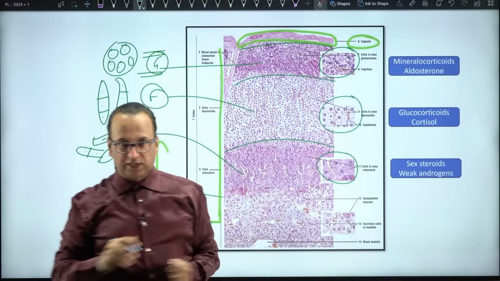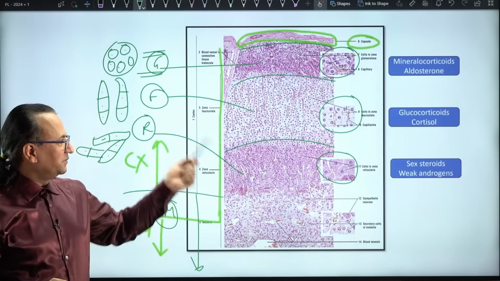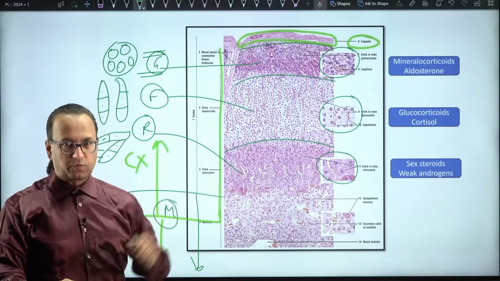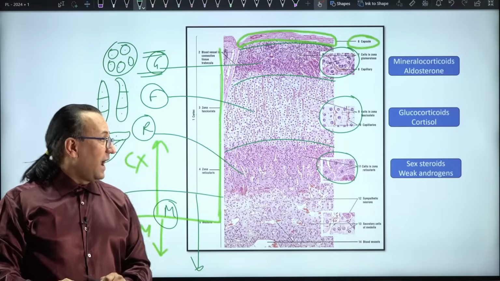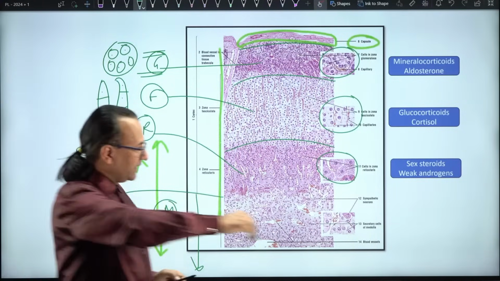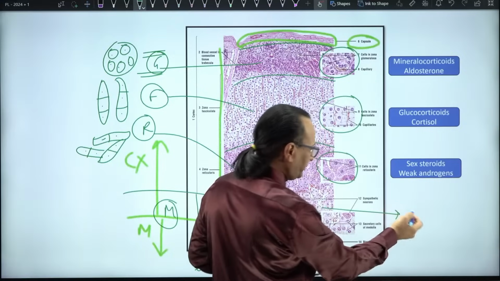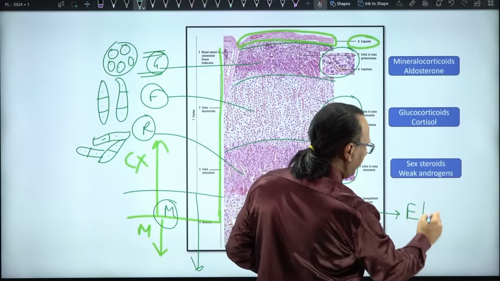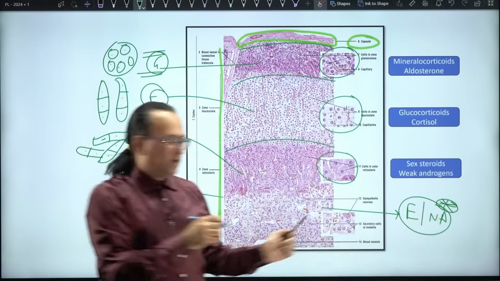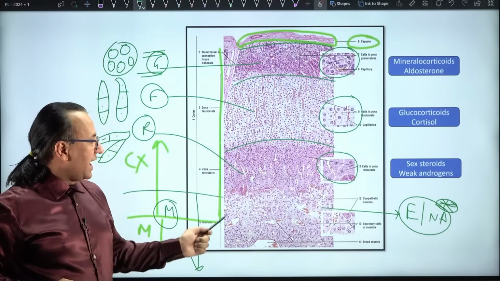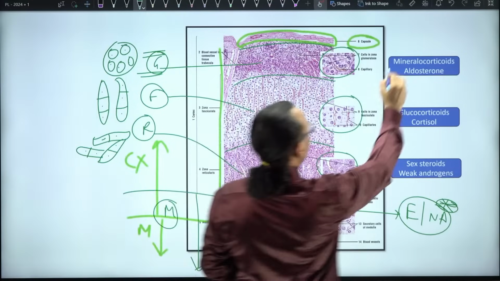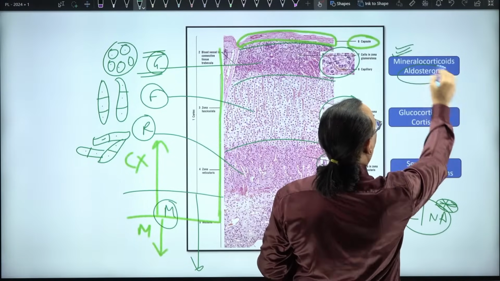I'm not going into much detail because we just want to have the idea of which question came and what could have been the answer. And then this is the medulla. Now we understand that the medulla is giving us epinephrine and norepinephrine, which are for the emergency response like the fight and flight reaction. And the zona glomerulosa is giving us mineralocorticoids like aldosterone.